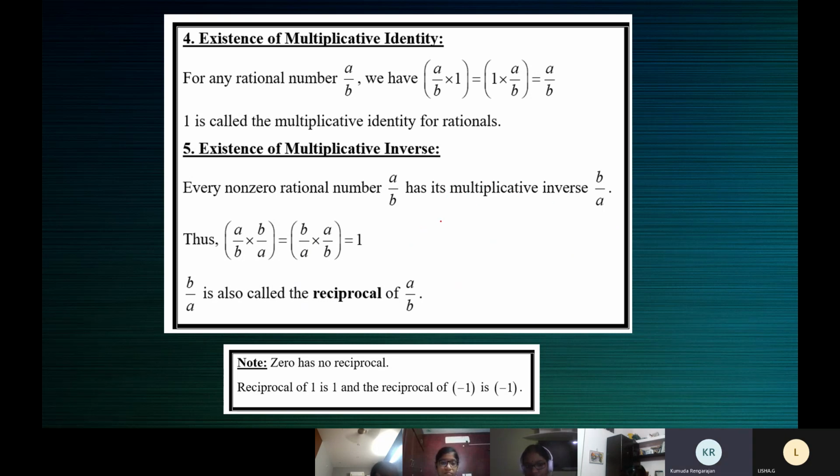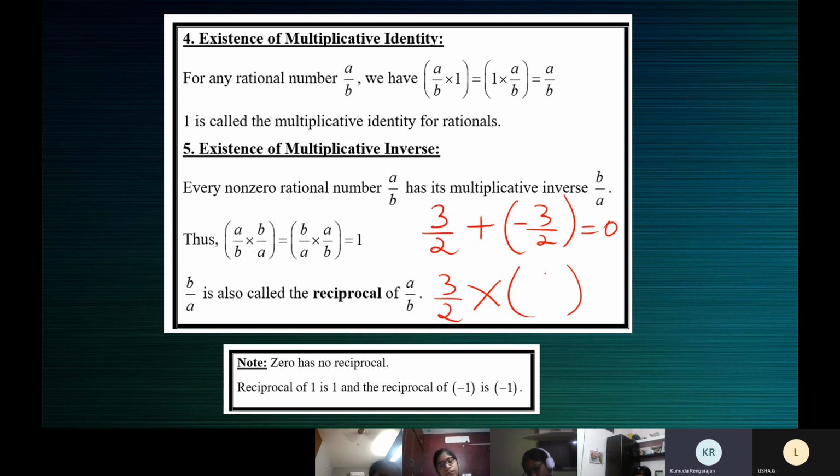Now, supposing we have to write the additive inverse of 3 by 2. Don't turn the rational number. Let it be 3 by 2, but just change the sign. Plus becomes minus. And we know that the sum is 0. So here, change the sign. Don't turn the rational number. But if you have to write the multiplicative inverse of 3 by 2, turn the rational number. But don't change the sign.